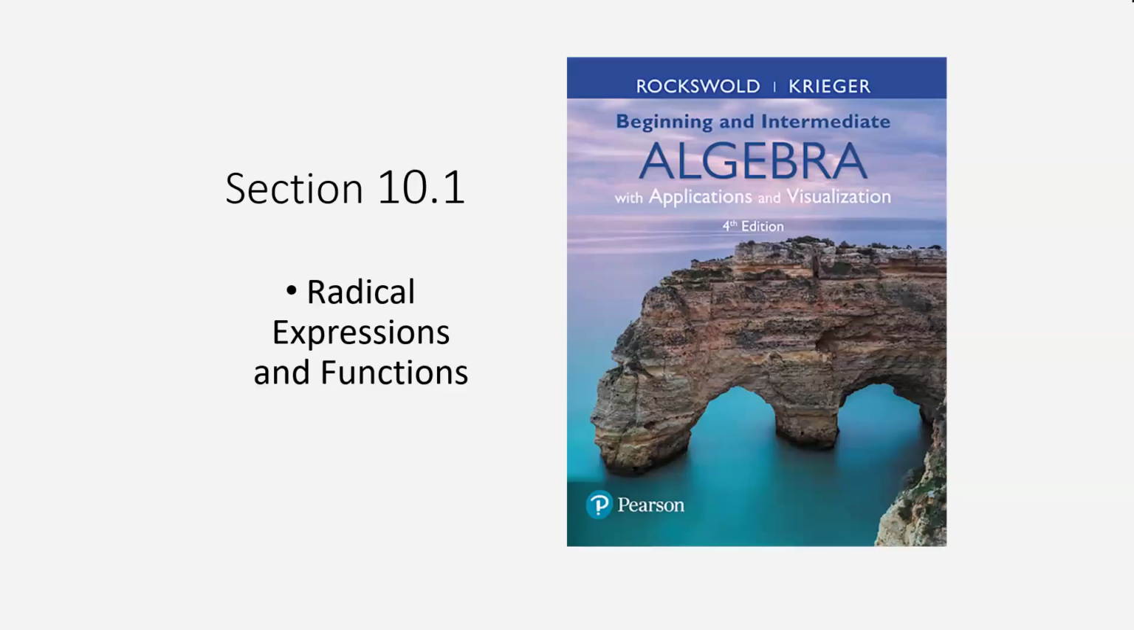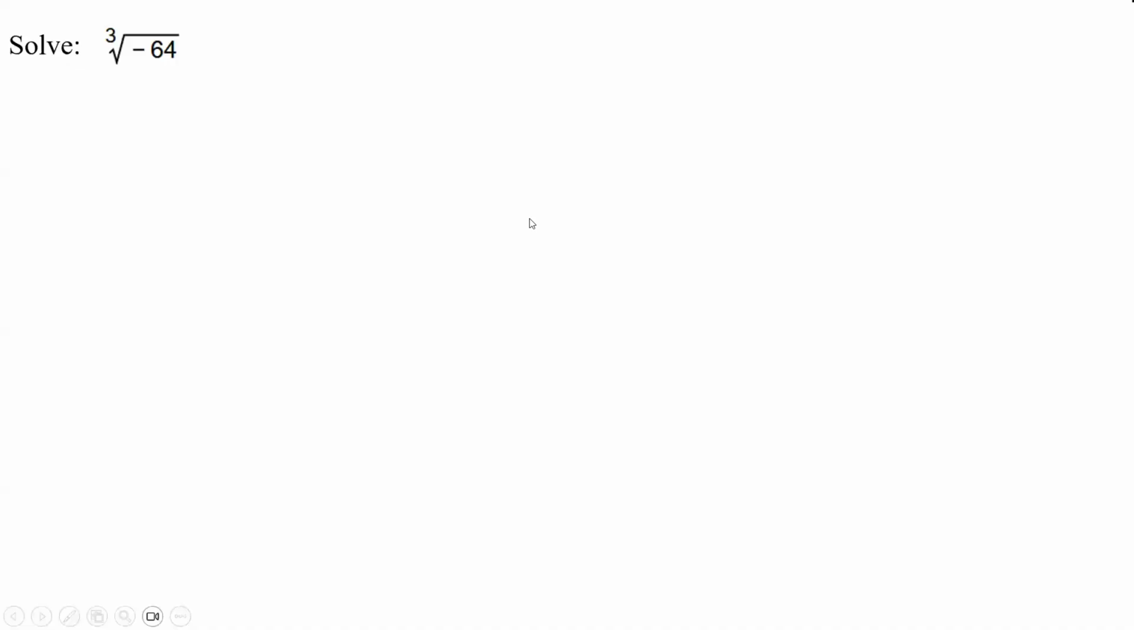All right, here we are on section 10.1 on radical expressions and functions. So the first thing we're supposed to do is solve the cubed root of negative 64. First things first, it's a cubed root, so we can take the cubed root of a negative, because that's allowed: a negative times a negative times a negative is still a negative, so that works. Now we have to think about what is 64.